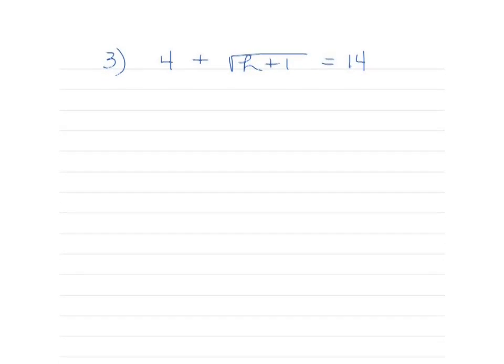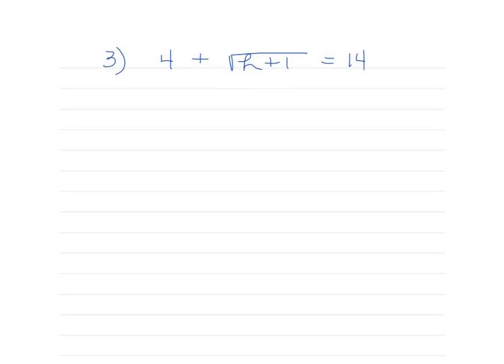Number 3. Again, I want to isolate the radical expression, radical h plus 1. So I'm going to remove this 4 since it's positive. I'm going to do that through subtraction, subtracting 4 from both sides of my equation. So I'll bring down radical h plus 1 is equal to 10.